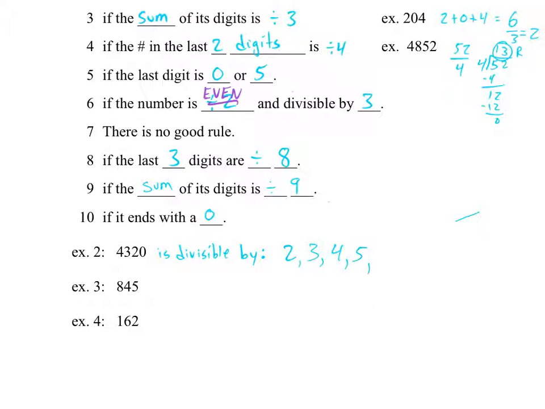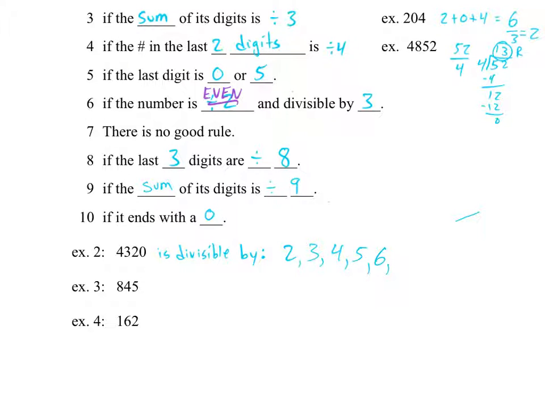6. Yes, no? Yes, because zero's even. Perfect. It's divisible by 2 and 3, because it's an even number and it's divisible by 3. If 2 and 3 show up, then 6 automatically shows up. 7, no good rule. Let's ignore it.